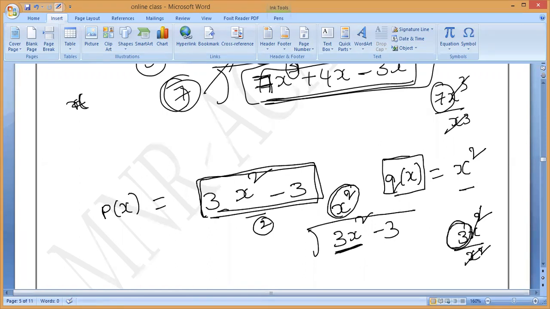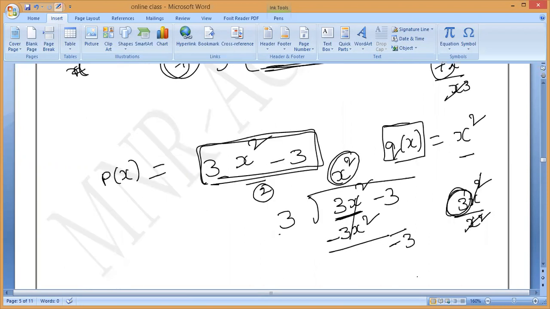Do you understand or not? Yes, ma'am. 3 is our divisor. 3 into x square is 3x square. Next, subtraction. This term gets cancelled. Next term, bring down minus 3. 3 how many times to get minus 3? One time, minus 1. Minus 1, one time. So minus 1 is our quotient.